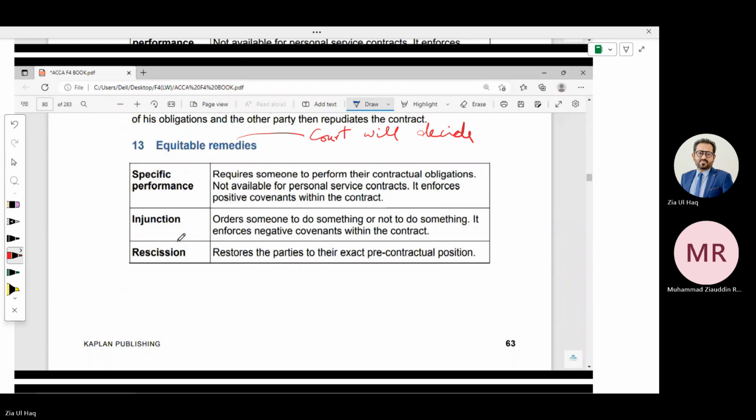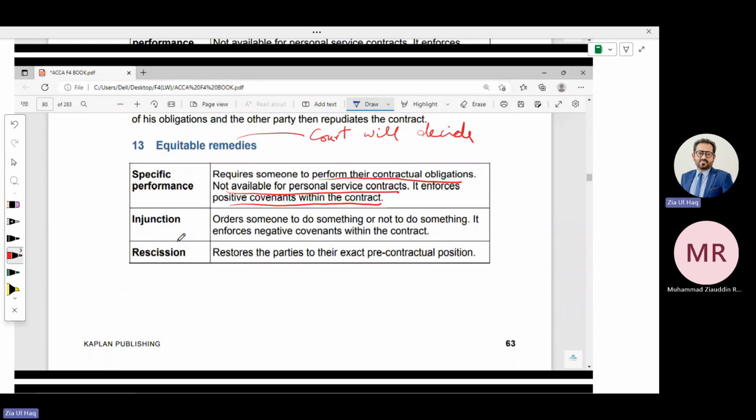What is specific performance? The court will ask the other party to perform the contract. Where one party has performed his part, the other party hasn't performed. So what will the court order? The court will order the other party, you need to perform your part, so that the contract work can be completed from both sides. Yeah, exactly. So that is specific performance. Specific performance requires someone to perform their contractual obligation. It is not available for personal services contracts; it enforces positive covenants within the contract. I mean, positively, you need to complete the contract as agreed.